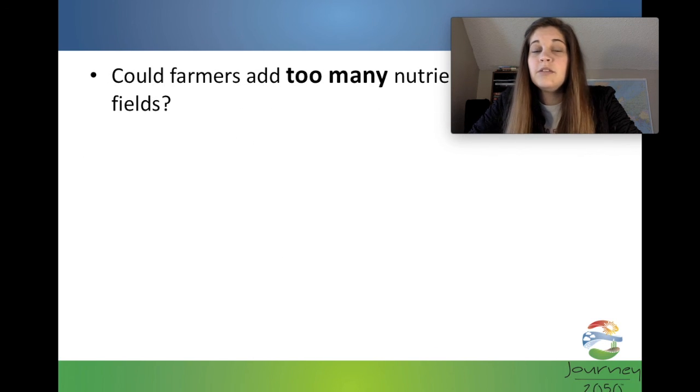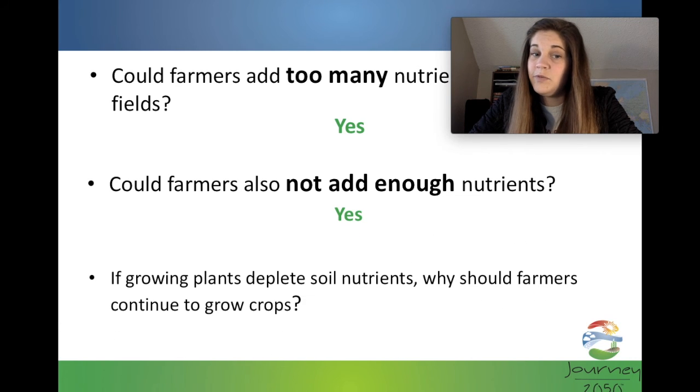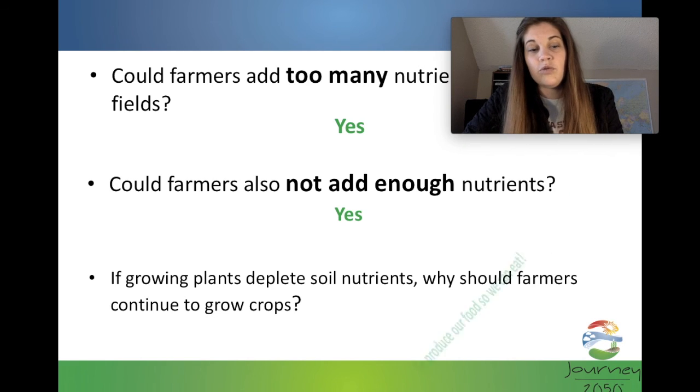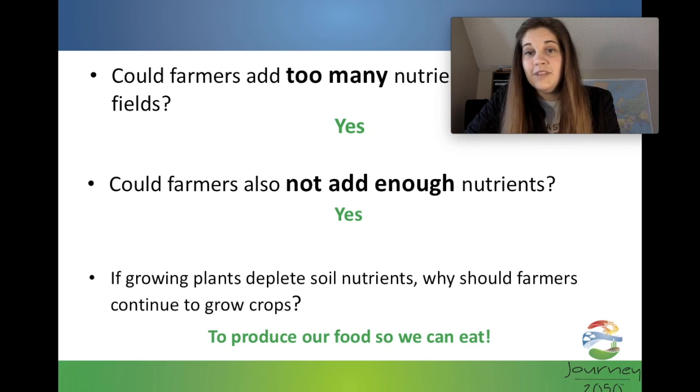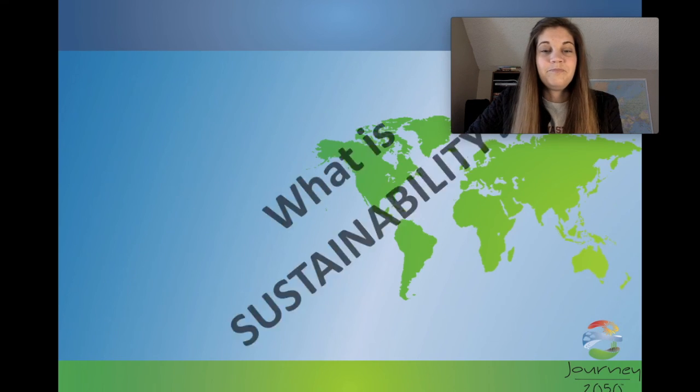So, we have a couple of questions. Is it possible for farmers to use too many nutrients on their fields? Pretty obvious answer, yes. It's very easy. Could farmers also add not enough nutrients? Yes, seems reasonable. If growing plants depletes soil nutrients, why should farmers continue to grow crops? So, this one's kind of obvious. If we finish growing crops, then we end food production, and everyone here needs to eat to survive. So, that is not an option.